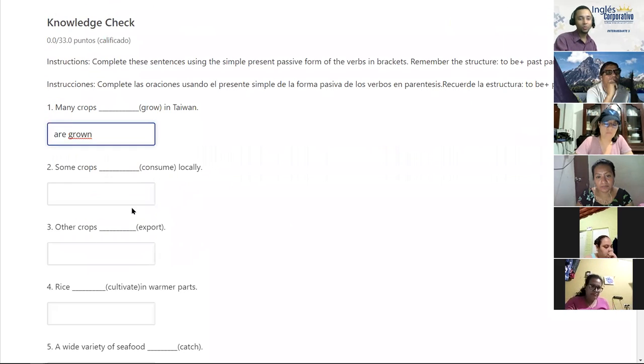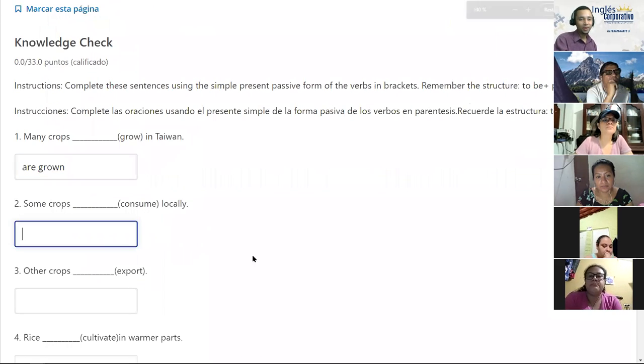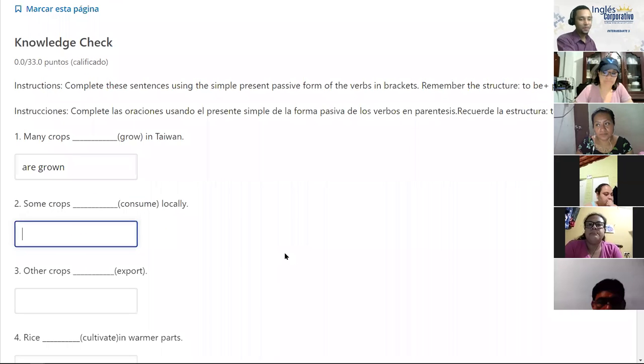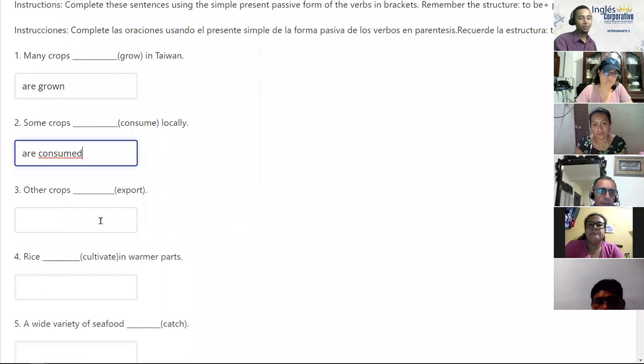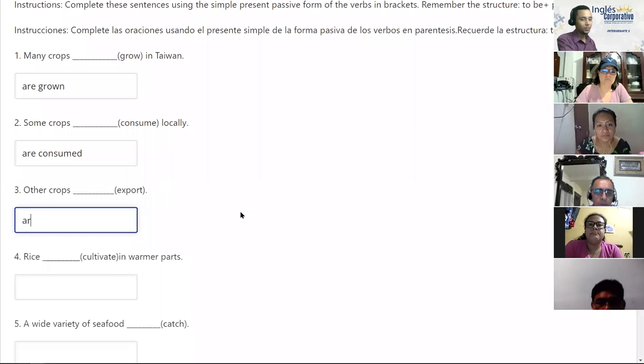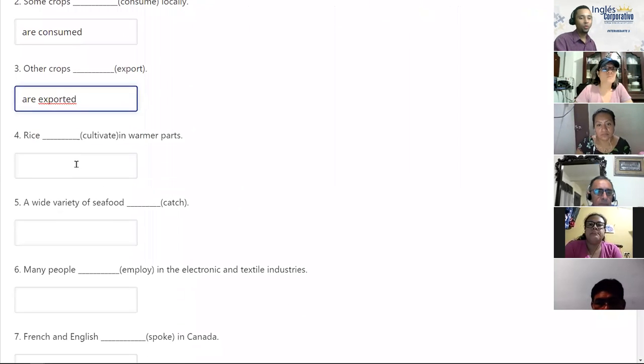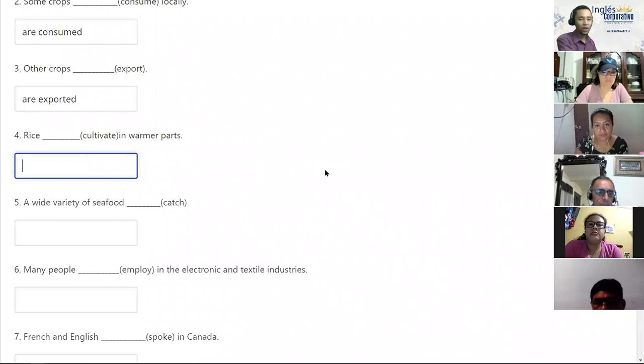Vamos a ver. Number two, some crops are consumed locally. Consumed. What about number three? Other crops are exported. What about number four? Rice is cultivated. We say rice is because rice is an uncountable noun.